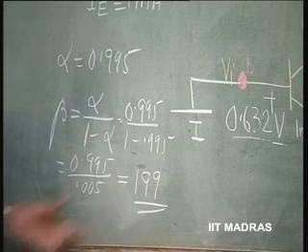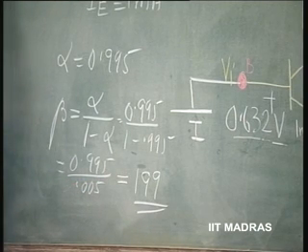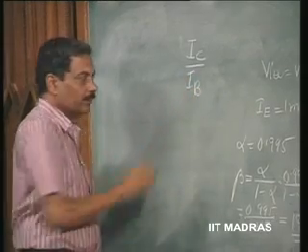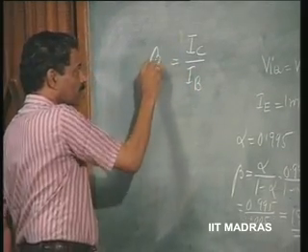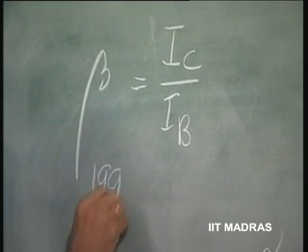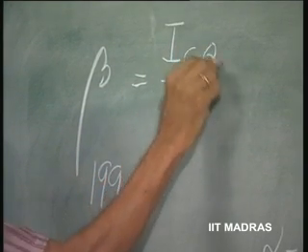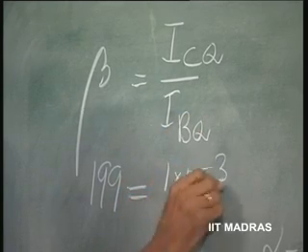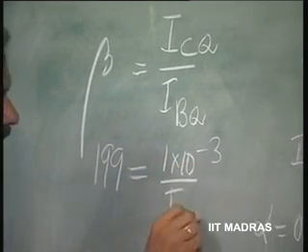So you can see beta is very high. What is beta? Beta is the ratio of I_C and I_B. This is equal to beta, which is given as 199. So for a current I_CQ of 1 milliampere, what is I_BQ? That I can find out.